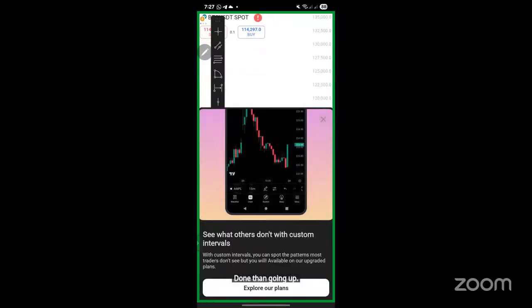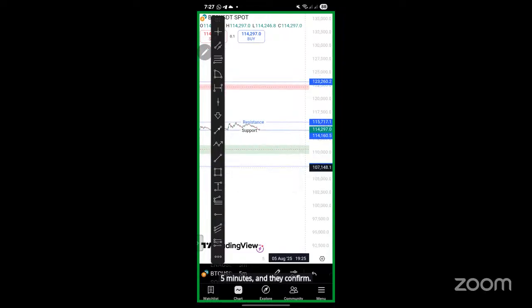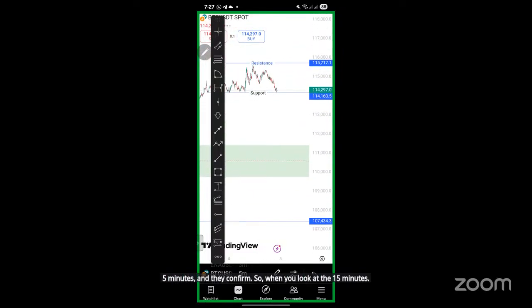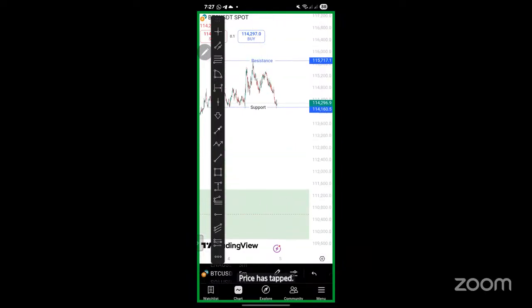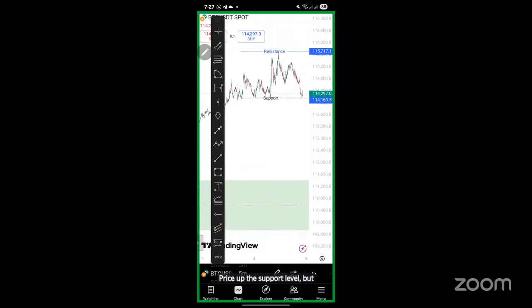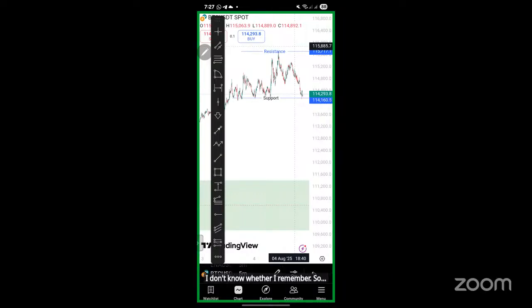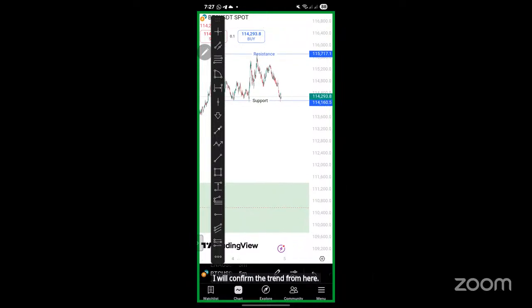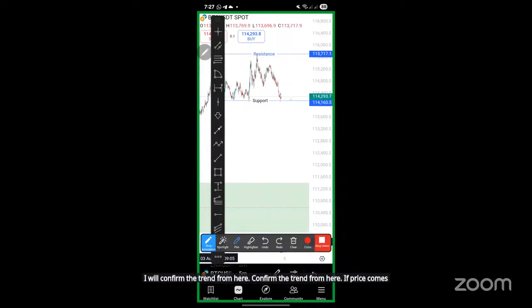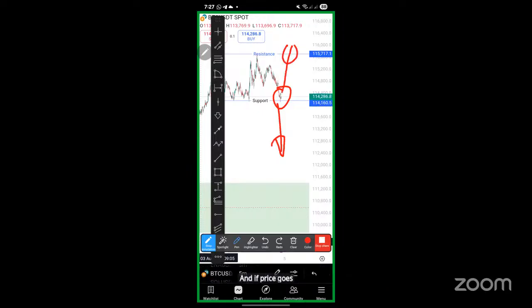Extend the chart from 15 minutes to 5 minutes, and confirm. So when you look at the 15 minutes, price has tapped the support level. But remember, this was support and resistance on a 1-day time frame. If you want to confirm the trend, I will confirm the trend from here. If price comes and breaks this area here, it will continue on the downward side. And if price goes and taps resistance and breaks here, it will continue to the upward side.